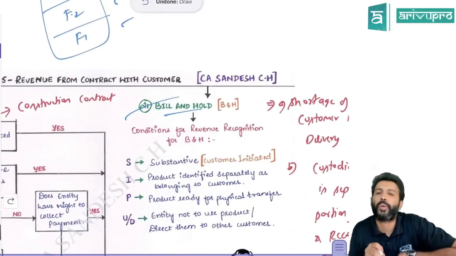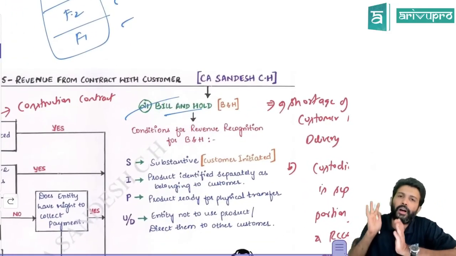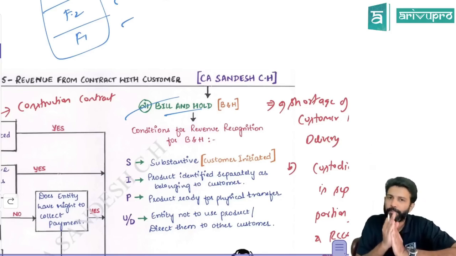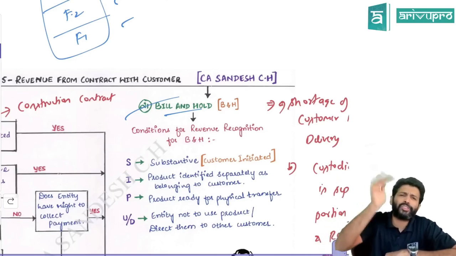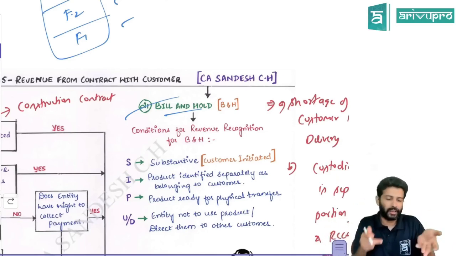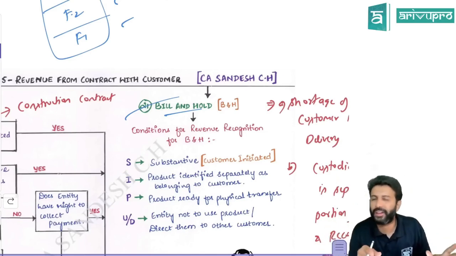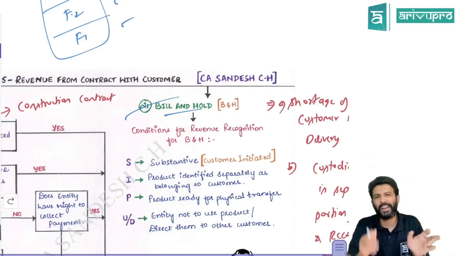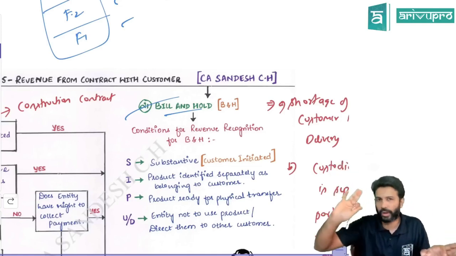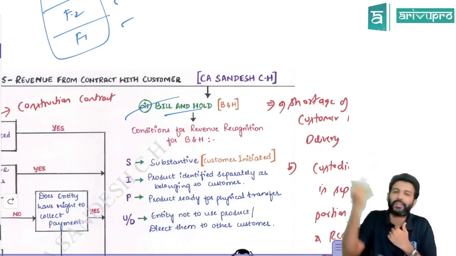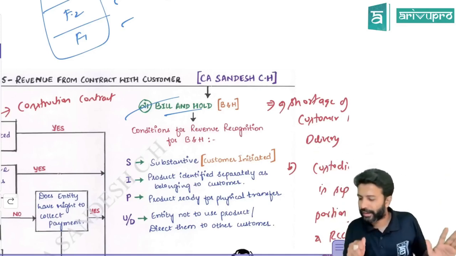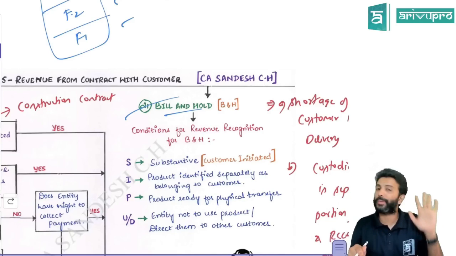In a bill and hold arrangement, what will happen is, let's say one company, the seller, has already raised the invoice on the customer. Let's say the money is also received. Money is anyway irrelevant. Here in revenue recognition, nowhere do we give specifics about money. Money could be received now or later. All we say is consideration collection should be probable. We should have a reasonable assurance that we will collect the money. That becomes irrelevant in this particular case.